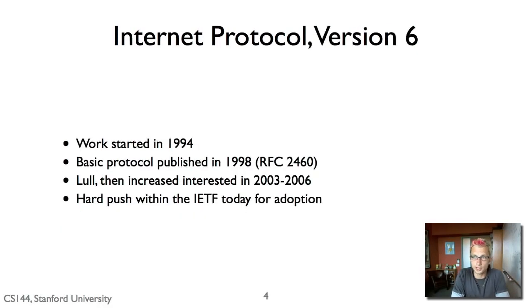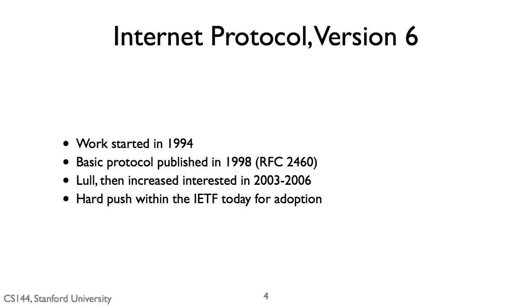And so, realizing there was possibly this scarcity of IPv4 addresses, plus a couple of crufty things that people saw in IPv4, work started on a new version of the Internet Protocol in 1994 called IPv6, or Internet Protocol version 6. The basic protocol for IPv6 was published in 1998 in RFC 2460. And then there was a lull for a good while.